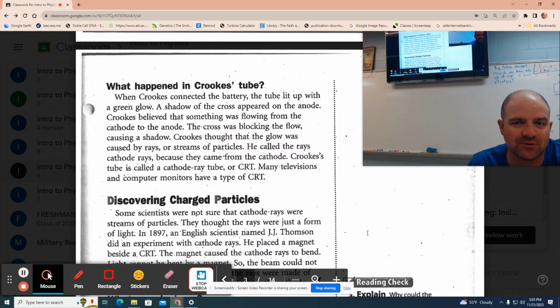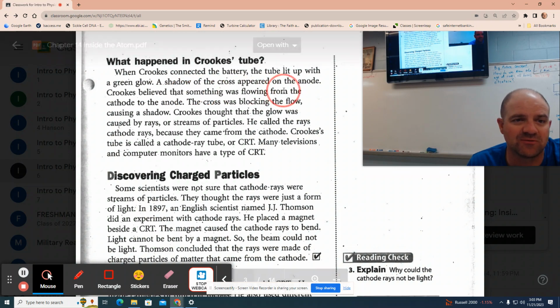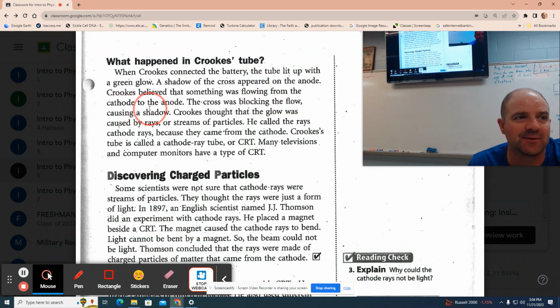What happened in Crookes' tube? When Crookes connected the battery, the tube lit up with a green glow. The shadow of the cross appeared on the anode. Crookes believed that something was flowing from the cathode to the anode. The cross was blocking the flow, causing a shadow.